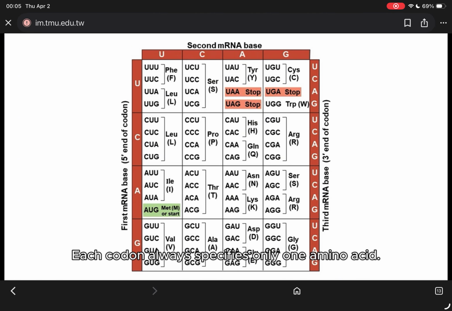Not ambiguous: each codon always specifies only one amino acid. A codon never stands for 2 different amino acids. This ensures accuracy and precision in protein synthesis.